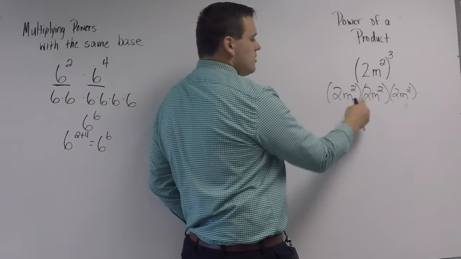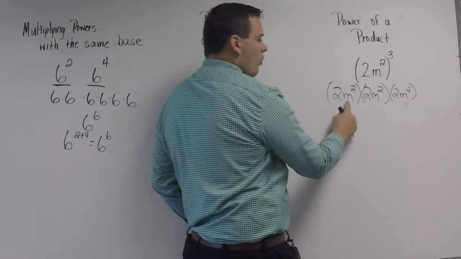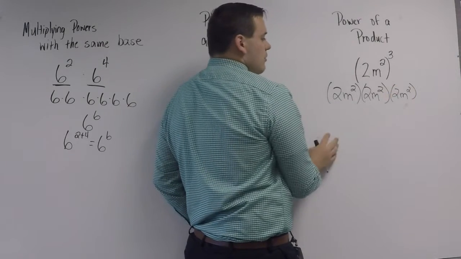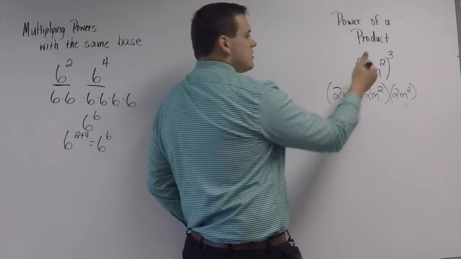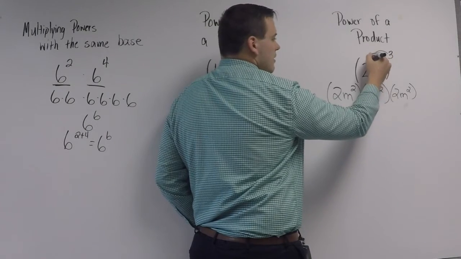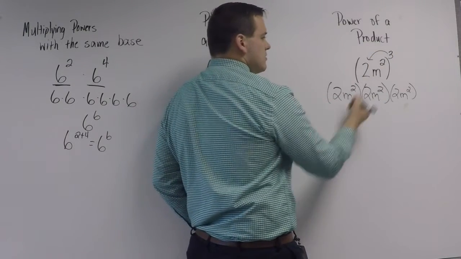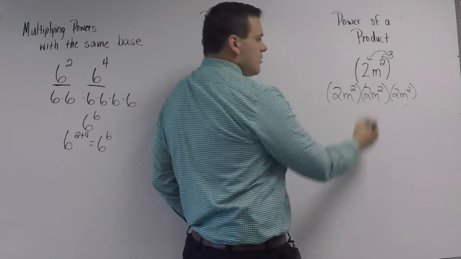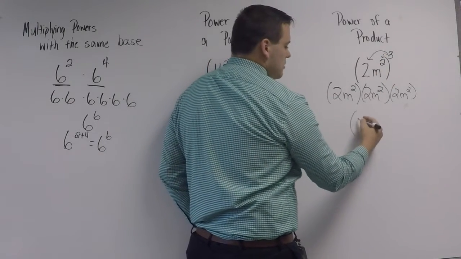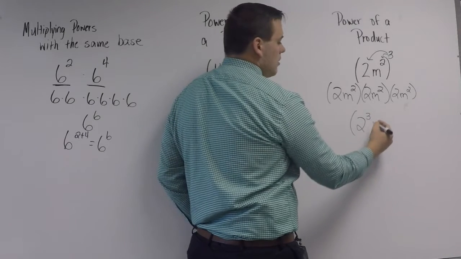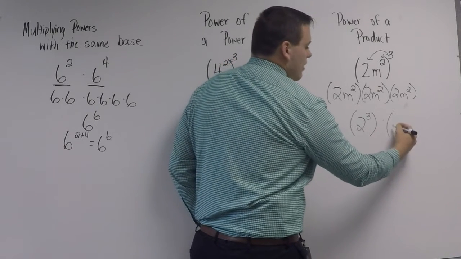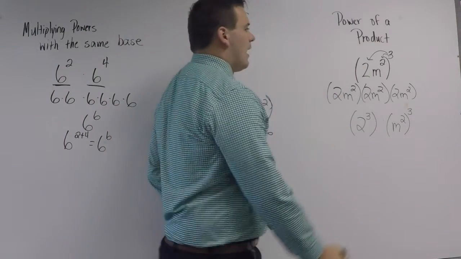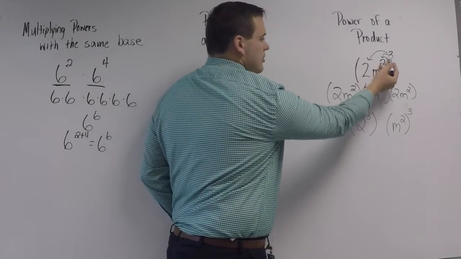Notice, I have 1, 2, 3 2's, 1, 2, 3 m's, or 3 m squareds. So what I need to do, the shortcut, is just to distribute this 3 into every factor in the parentheses. So I put the cube on the 2, I put the cube on the m squared. So therefore I can write this as this: 2 cubed times the quantity of m squared cubed. I attach the cube to the 2 and I attach the cube to the m squared.